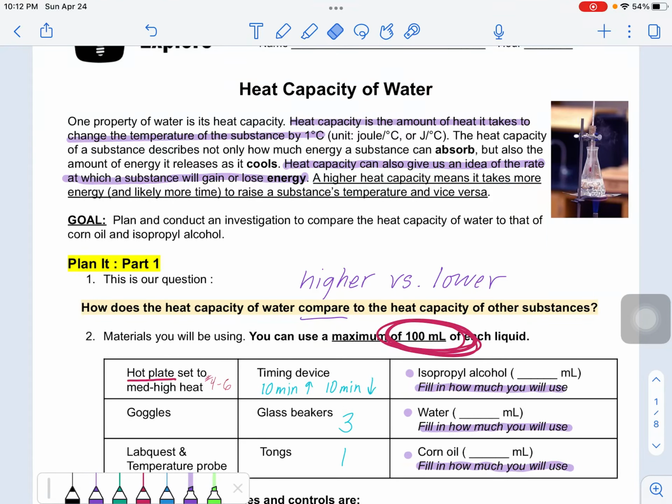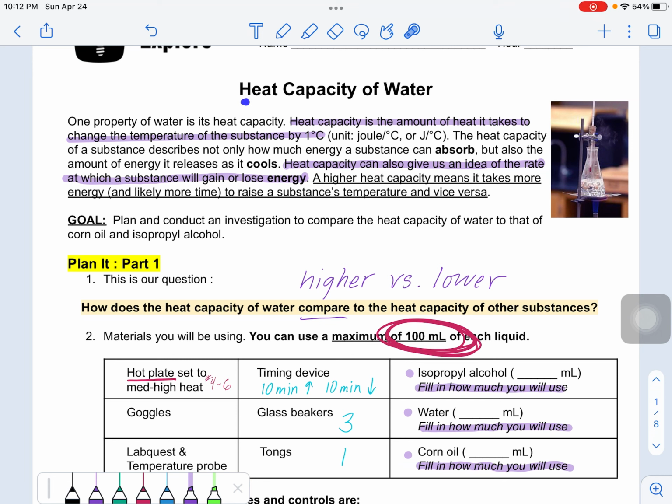So our focus here is to think about part 3, what kind of data did we get from our activity? Just a reminder, what we're trying to figure out here is heat capacity of different substances, and we want to be able to compare the heat capacity of water to our other substances, which were, of course, the isopropyl alcohol and the corn oil. So these are the 3 substances we were comparing.